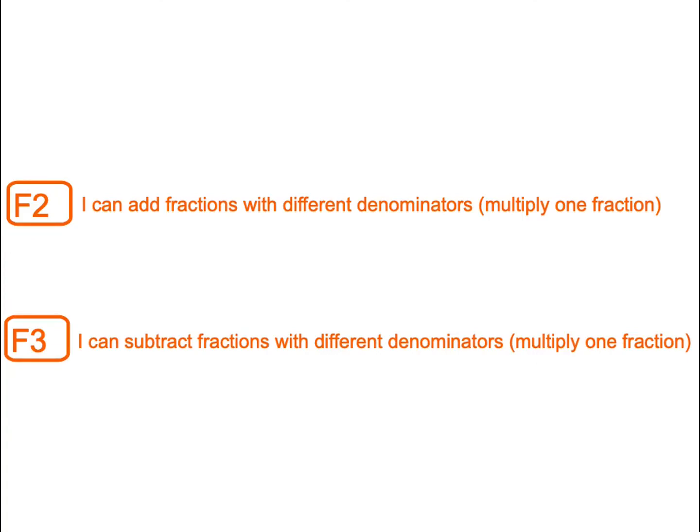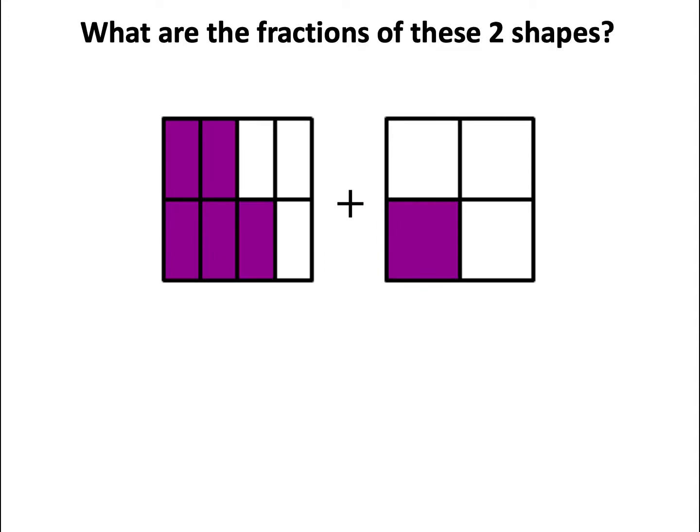Building off the last video, this video will focus on how to add and subtract fractions from each other when the denominators are slightly different. Let's have a look at these shapes. First of all, what are the fractions of these shapes? The first would be 5 out of 8, and the second would be 1 out of 4, or a quarter.